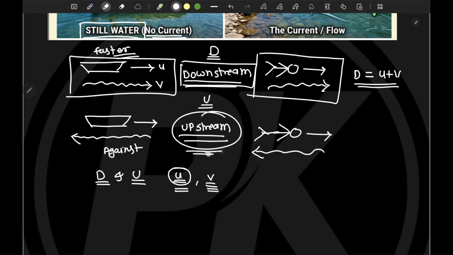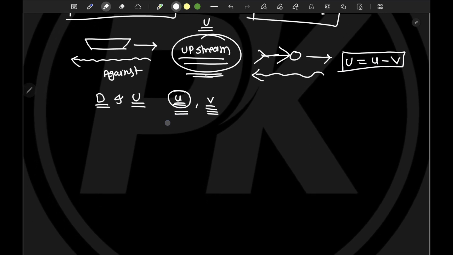Now in case of upstream, just imagine a person swimming against the stream flow, it will take more time. That means the speed will be reduced, and hence for upstream it will be u minus v. What is u? Either the speed of the boat or the speed of the man, depending upon what is given in the problem, and v is always the speed of the stream. So now we have formulas for both downstream and upstream. Okay. So this thing is clear.